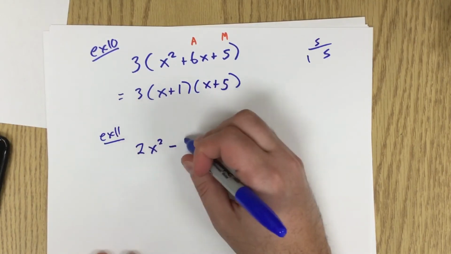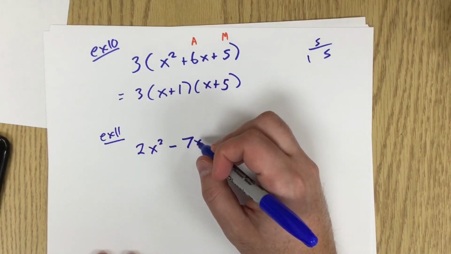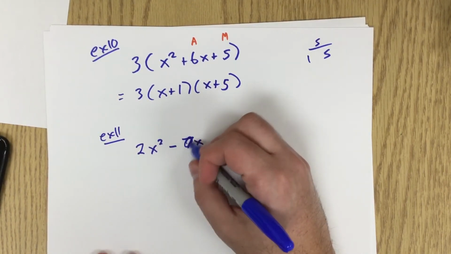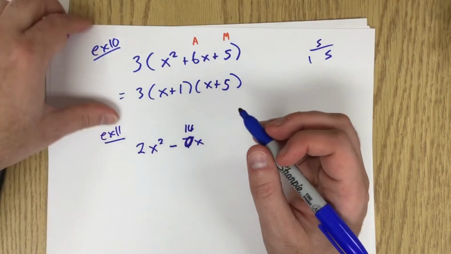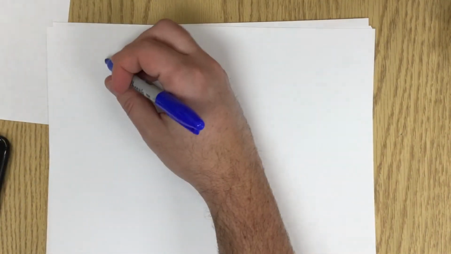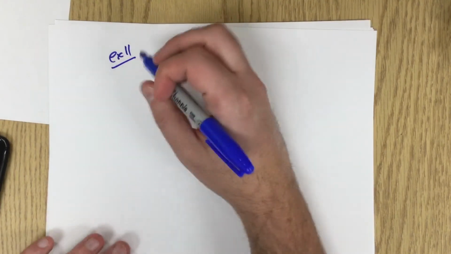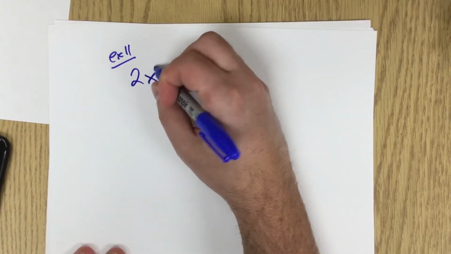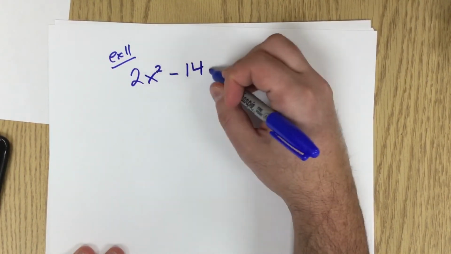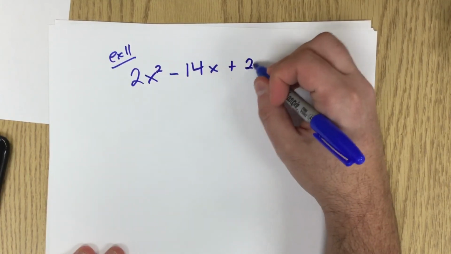So 2x squared minus 7x minus 14. I'll start a new sheet of paper. Example 11. I kind of in my head was thinking about where I was going with the answer.